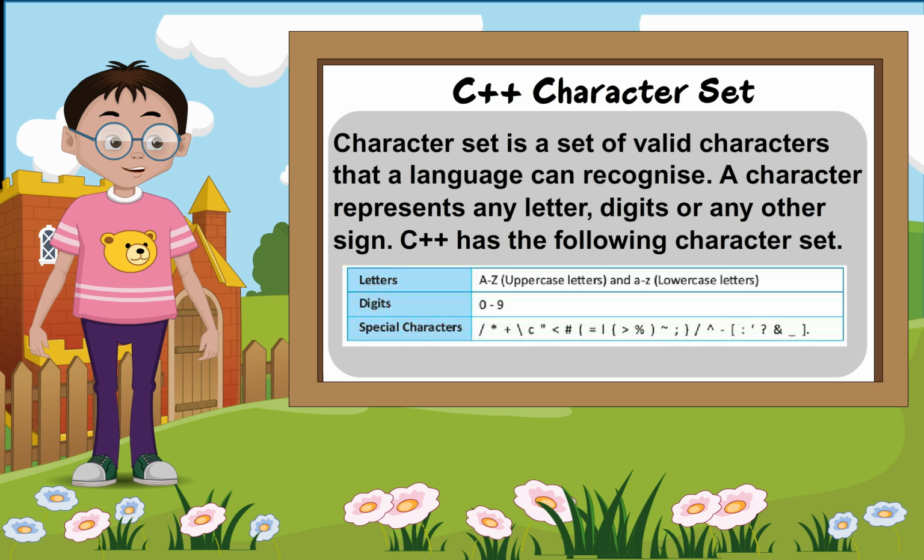C++ character set. Character set is a set of valid characters that a language can recognize. A character represents any letter, digit, or any other sign. C++ has the following character set. Letters A to Z, uppercase letters, and a to z, lowercase letters. Digits 0 to 9. Special characters.